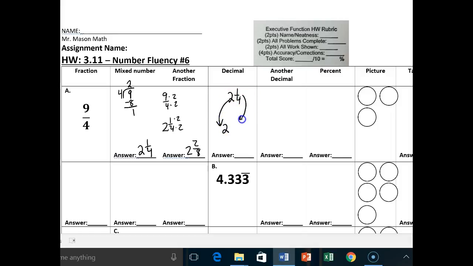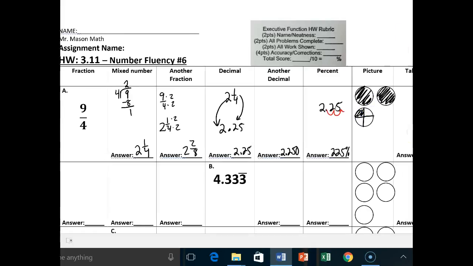That's 2.25. As another decimal, we can add a 0 onto the end of this: 2.250. As a percent, write down 2.25 and then swoop your decimal twice to the right, so that gives us 225%. Our picture is 2 full circles and the second circle divided into fourths with just one circle in.